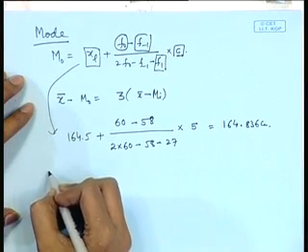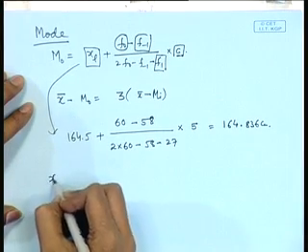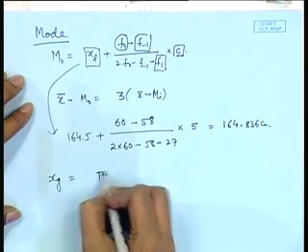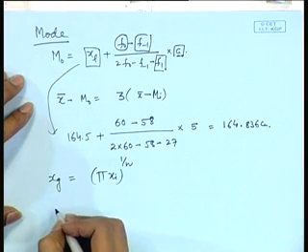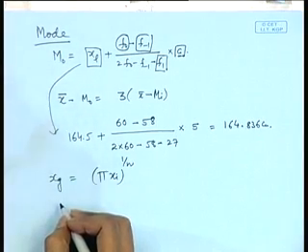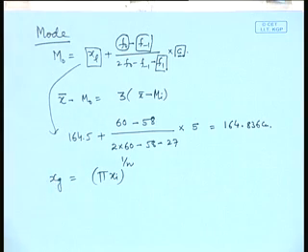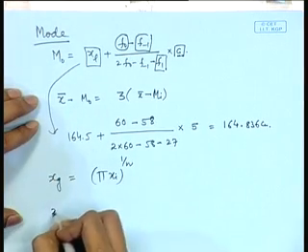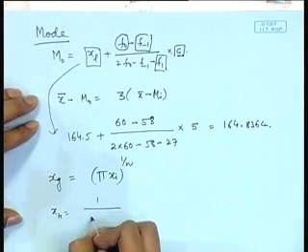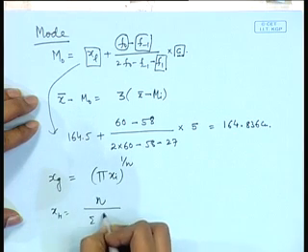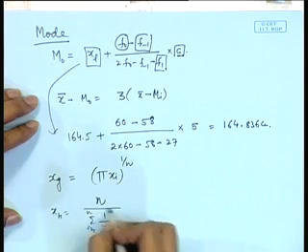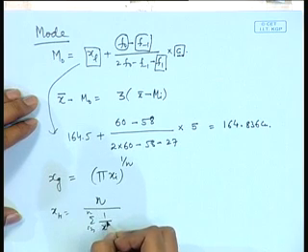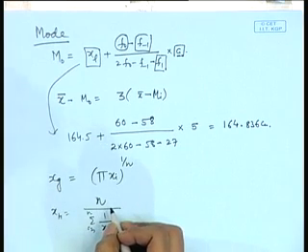Some other measures of central tendency are the harmonic mean and the geometric mean. In the raw form, the geometric mean is defined as the product of all the values to the power 1 by n. Similarly, the harmonic mean is defined as n divided by the sum of 1 by xi, i equal to 1 to n. That is the reciprocal of the arithmetic mean of the reciprocals.